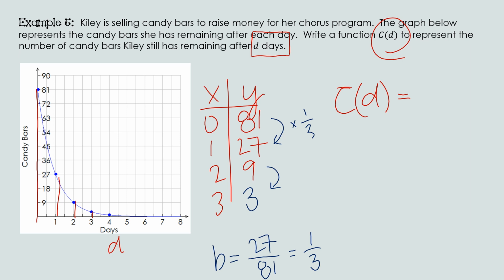Now, I don't need all that to write the function. A represents the initial value, or the y-intercept, which is 81. Then my base, which is 1/3. And then instead of to the x power, since we're using an input of D, this would be to the D power. And that's going to be my function.